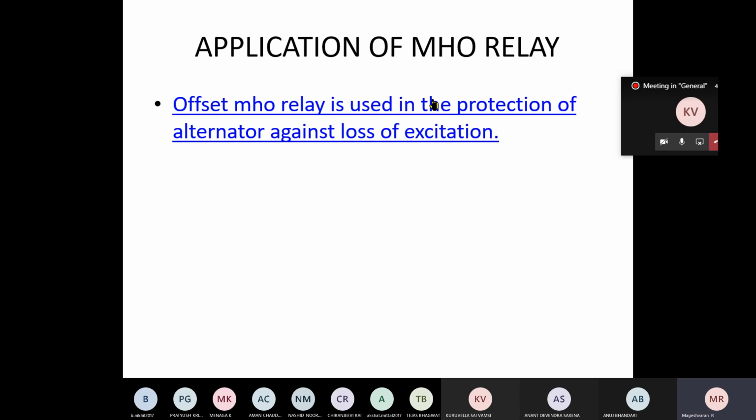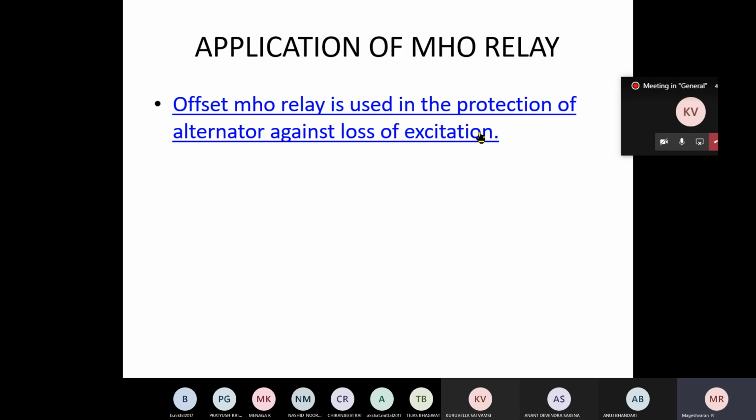So this is what is on the left portion, the alternator side. This mho relay is used in the protection of the alternator against loss of excitation. We already discussed the problem of loss of excitation. It comes under abnormal operating condition. It is not considered a fault condition in the alternator. Instead, it is considered an abnormal operating condition.